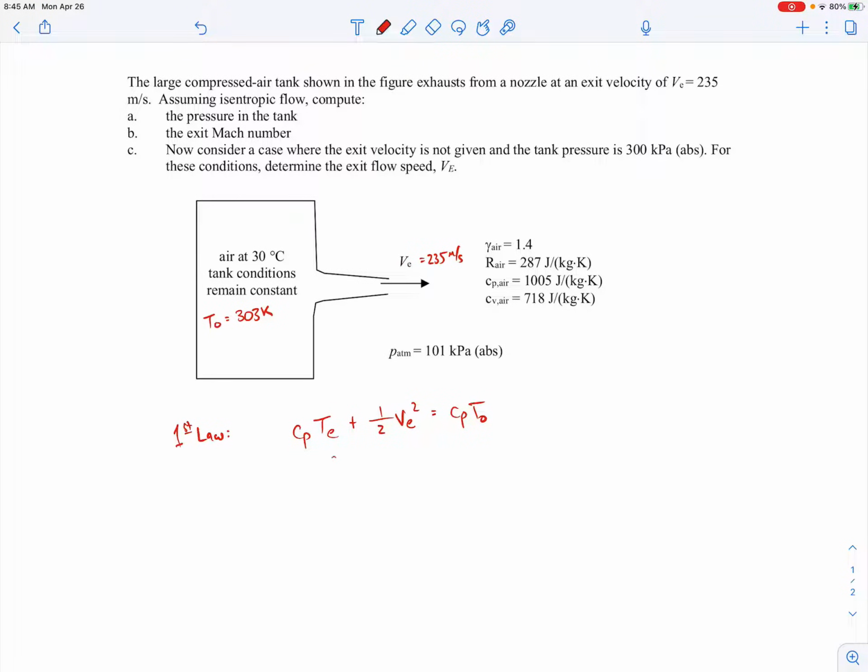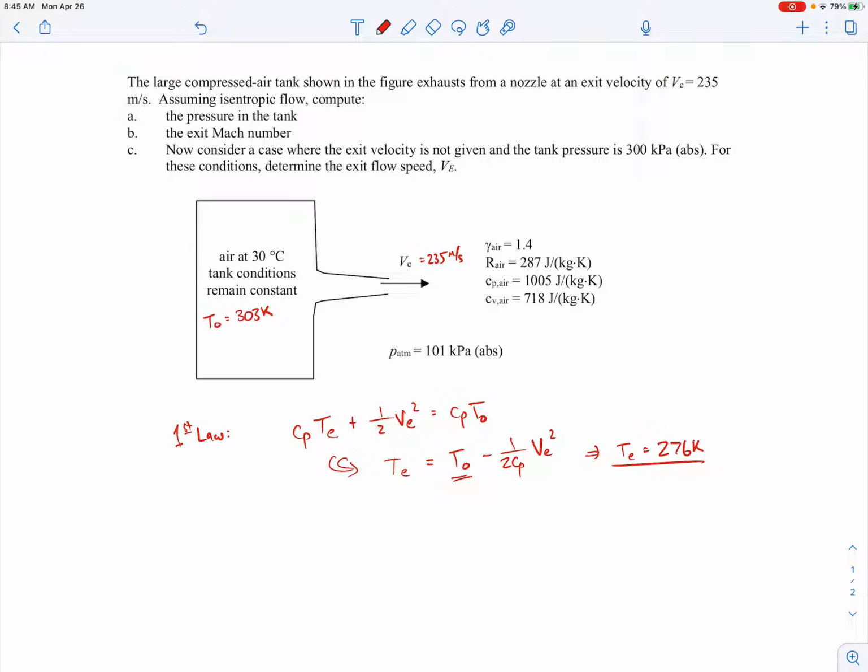So I can rearrange this equation to solve for the temperature at the exit. That'll be the stagnation temperature, so that's the temperature in the tank, minus 1 over 2 Cp times the velocity at the exit squared. So I know my stagnation temperature, that's the 303 Kelvin. I know my exit velocity, that's the 235 meters per second. I know the specific heat at constant pressure, that's given right here. So I can solve for the temperature at the exit, and when I do that, it comes out to be 276 Kelvin.